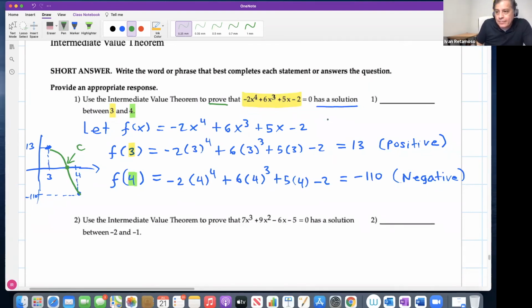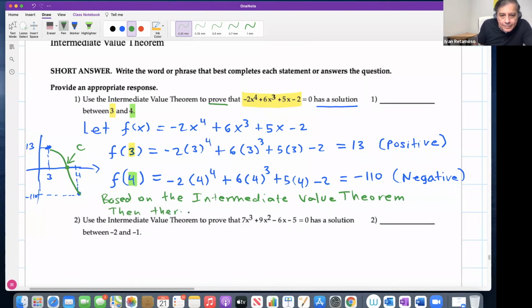So you can write here, based on the intermediate value theorem, then there is a solution in this interval, right? In 3,4. So this guy is between these two values, right? So there is a solution.